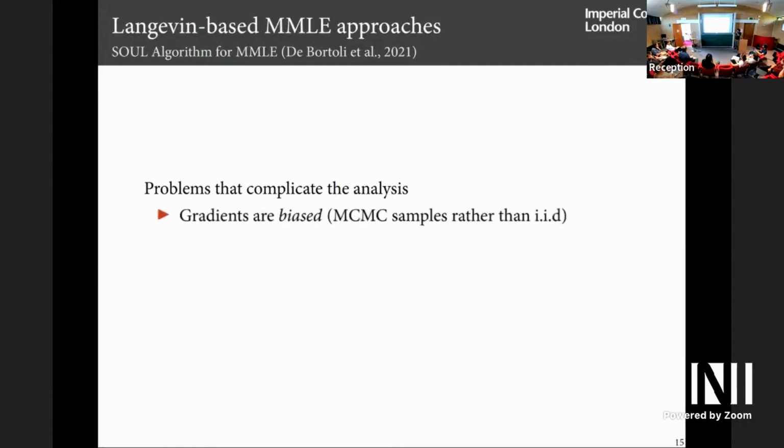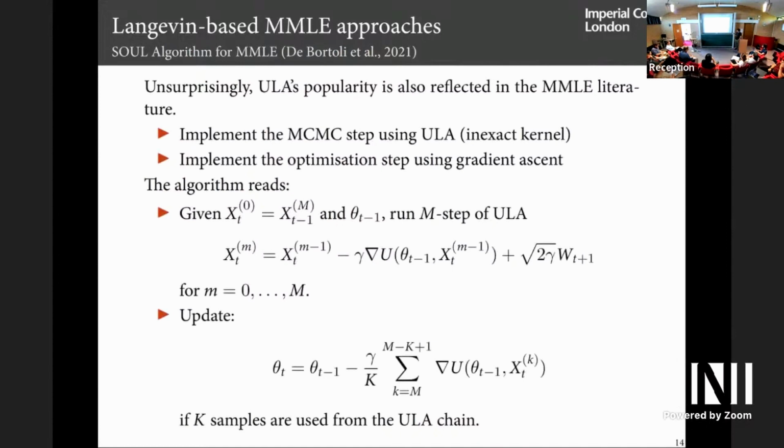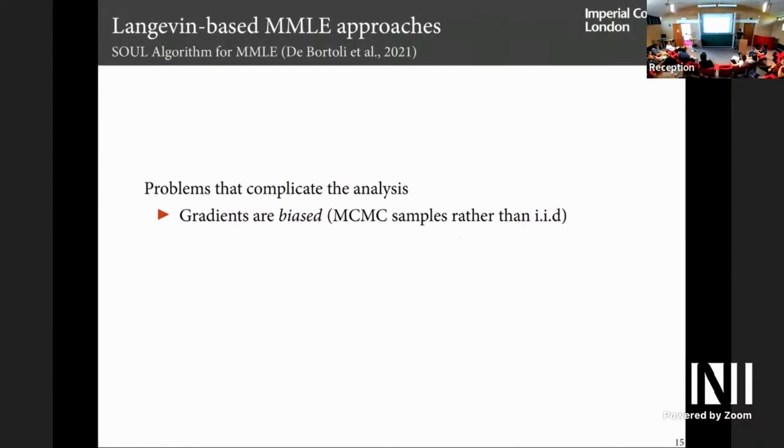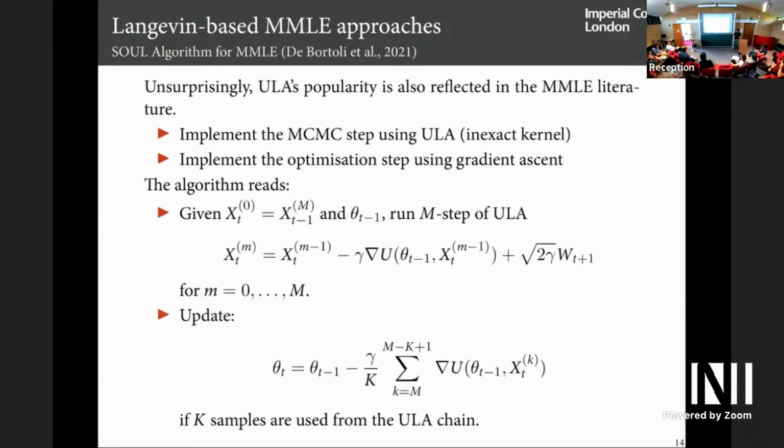The complication here is that the gradients are biased. The reason is, of course, that this chain never converges; it only converges as n goes to infinity. So you have to account in the analysis for this bias. And then the number of ULA steps has to be small for tractability. You don't want to run an infinite MCMC chain, because you're interleaving the theta steps with running an MCMC chain, and it's going to be a slow algorithm.